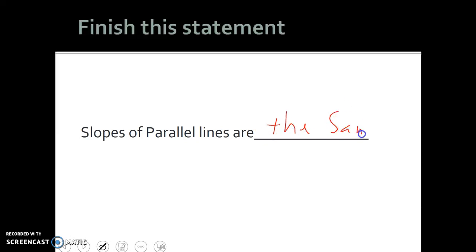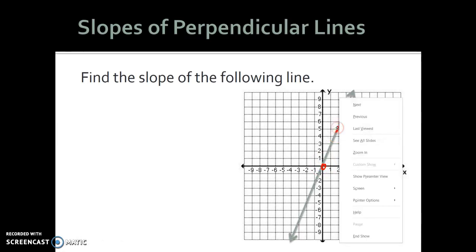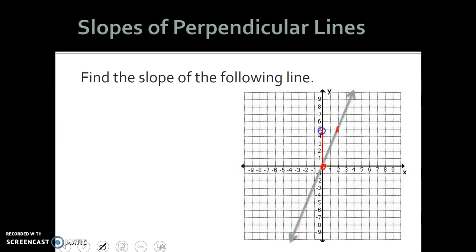All right. Well, let's talk about perpendicular lines. We can find the slope of this line, and maybe this goes through the origin and maybe this point here, which means the slope would be up 5 and over 2. So the slope would be 5 halves.